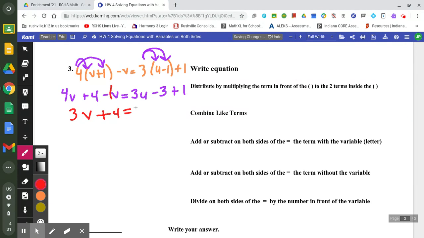And then here my 3u is by itself. Oh, this is a u. And then I have minus 3 plus 1, so that's a negative 2. And then I'm going to add or subtract on both sides of the equal sign the term with the variable. So now I have negative 3u on both sides of the equal sign.